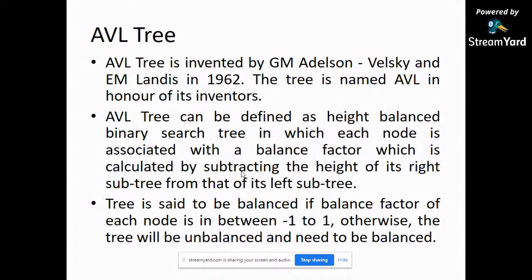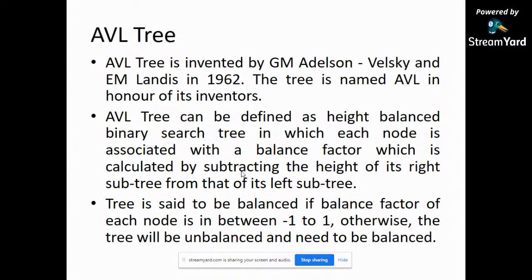Next is the AVL tree. Now, all these trees are binary trees only, but with certain properties. So, AVL tree was invented by G.M. Adelson-Velsky and E.M. Landis in 1962. The tree is named AVL in honor of its inventors. So that's why it is called AVL. Otherwise, it is a binary tree only, or a binary search tree, you can say.